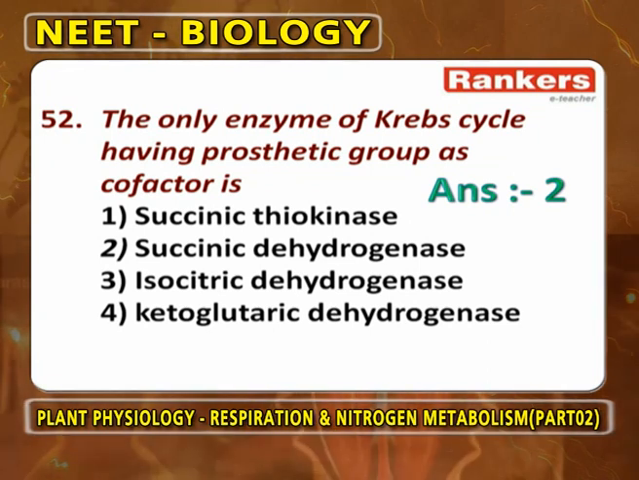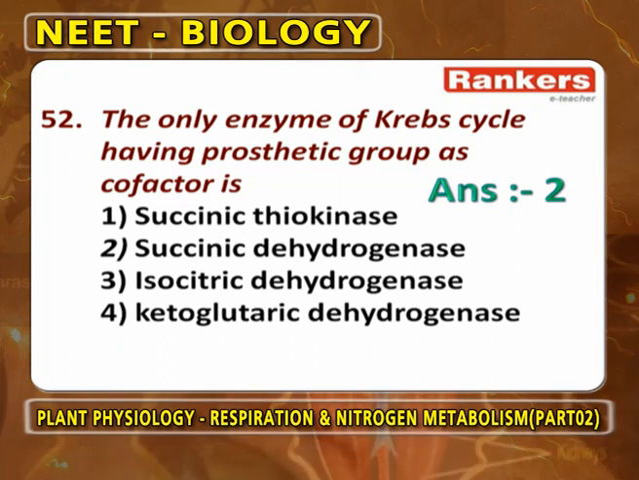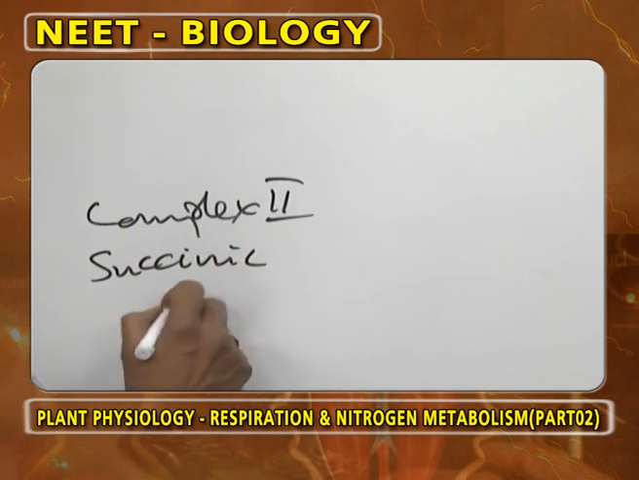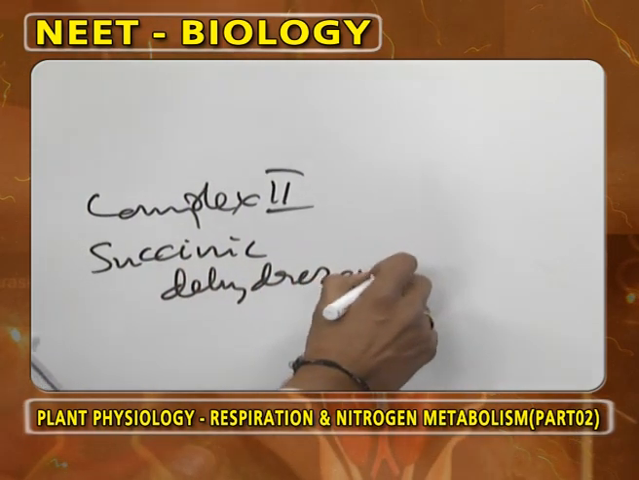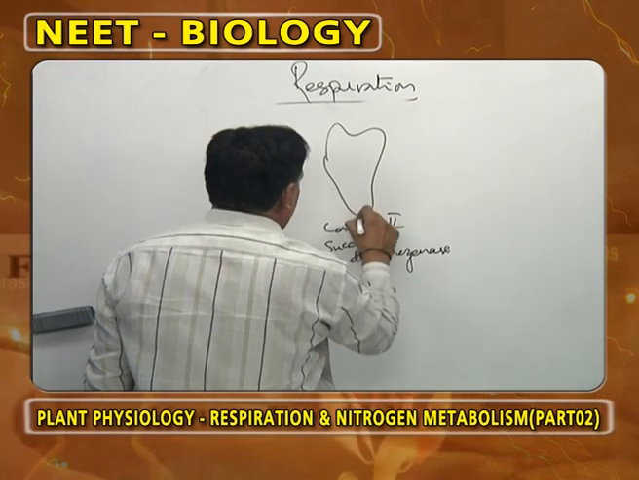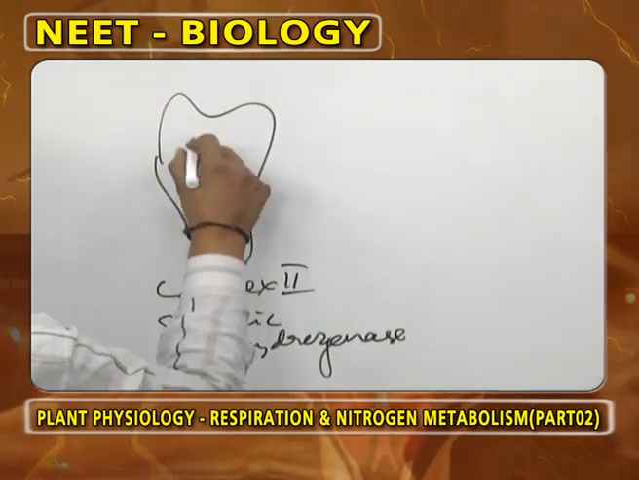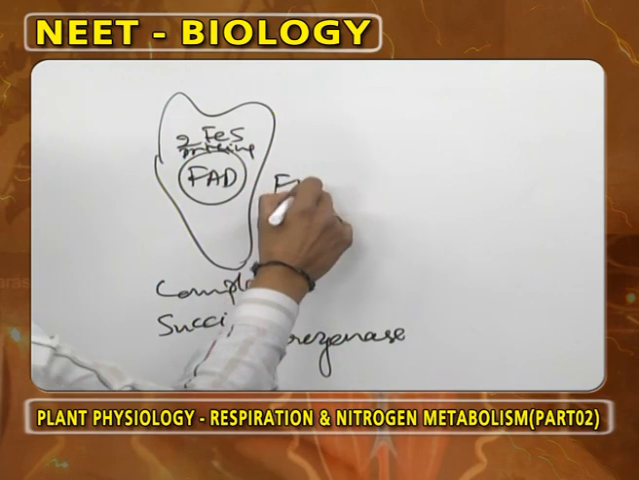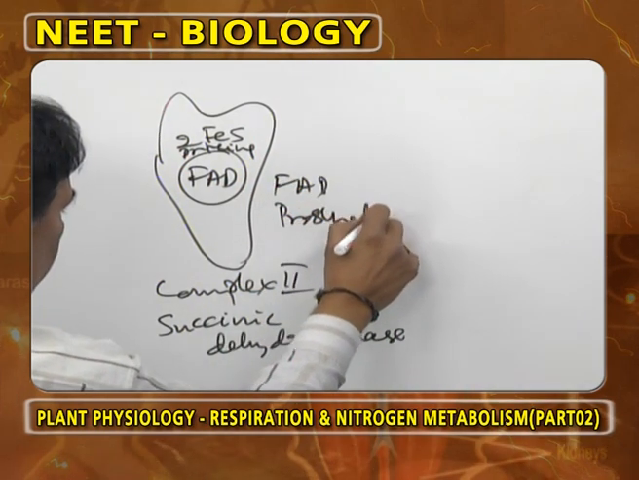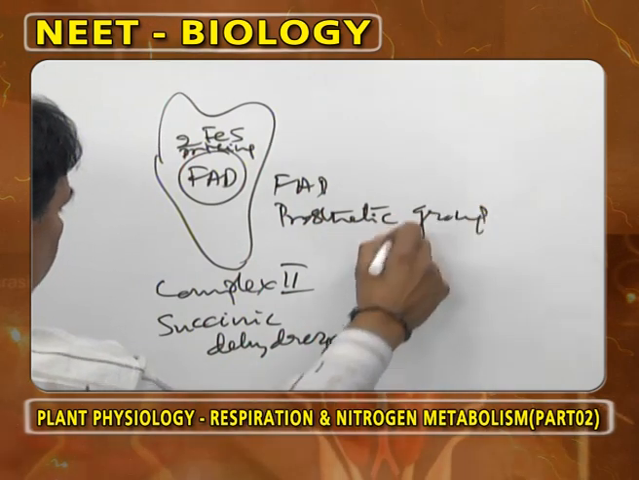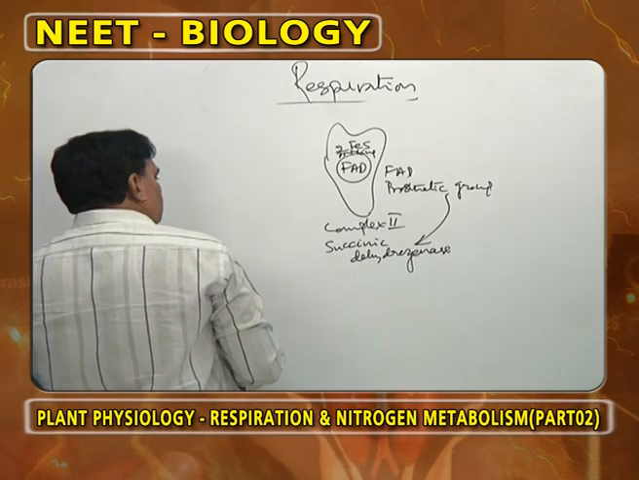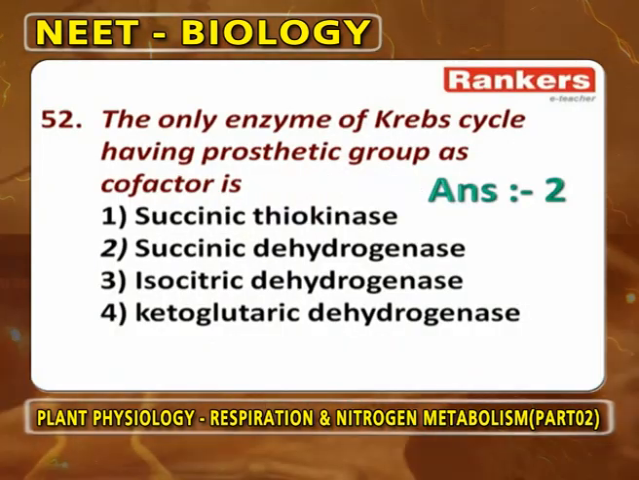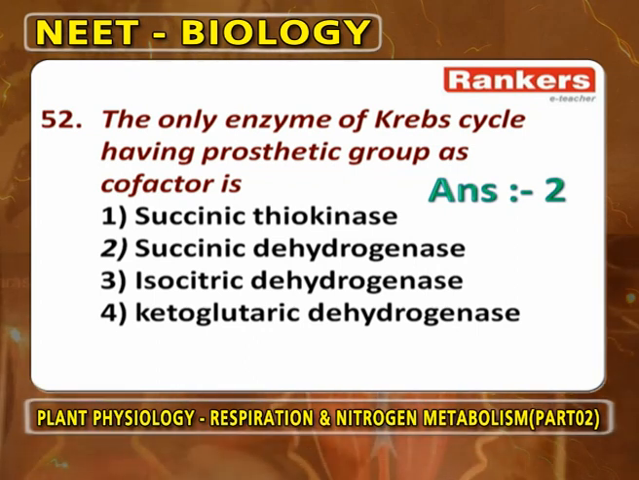So, this is complex 2 in the electron transport system, which is nothing but succinic dehydrogenase. Its structure will be like this, having FAD as prosthetic group and 2 iron sulfur proteins. So, FAD is the prosthetic group of succinic dehydrogenase. So, the only enzyme of Krebs cycle having a prosthetic group as cofactor is succinic dehydrogenase.